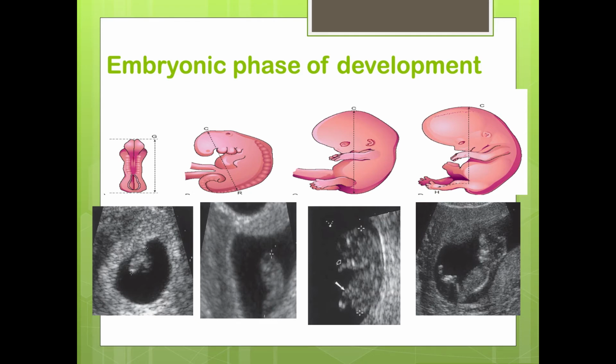The third picture is an embryo of about 8 weeks age of gestation, where you can see it more distinctly now, the crown and the rump, the head is there. You can also see limb buds appearing already. And the fourth picture is a fetus already at about 12 to 13 weeks age of gestation, where you can see the limbs are already developed.